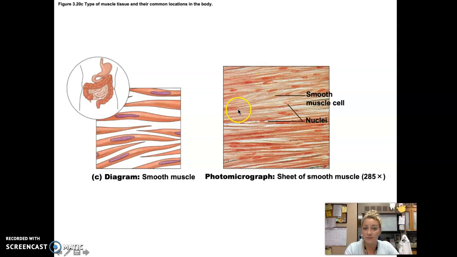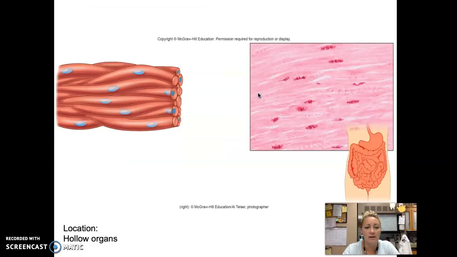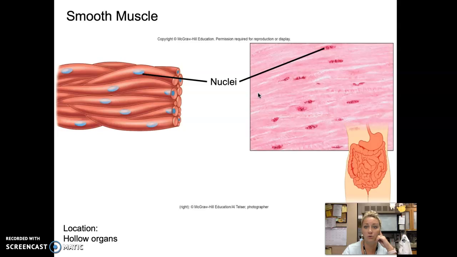So looking here, we see the diagram versus looking at it under a microscope. See how there are lines, but there aren't the striations, jagged movements moving across our slide here. So when we go to identify these, like on our labeling packet, looking at smooth muscle, where would these be found? In all of our hollow organs. We see the nuclei, and there are no striations.